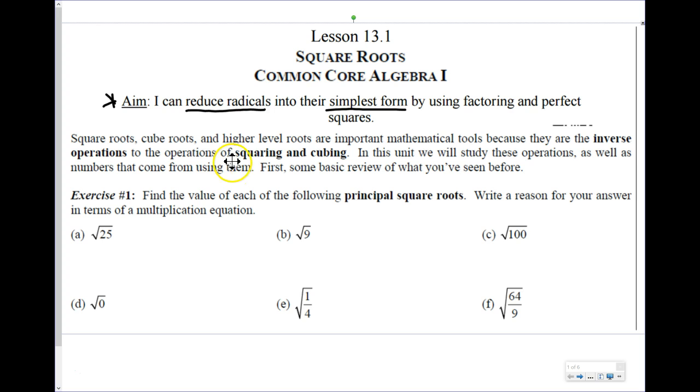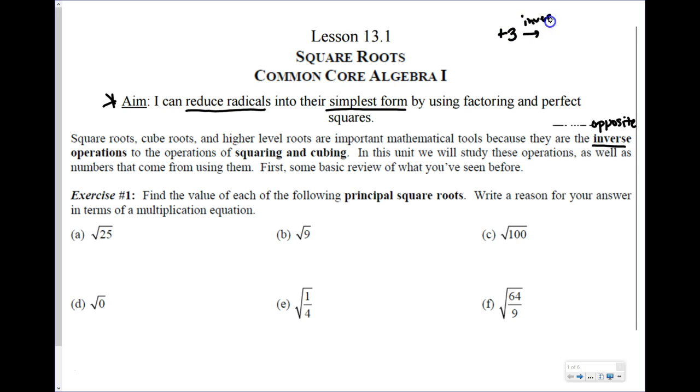Square roots, cube roots, and higher level roots are important mathematical tools because they are inverse operations to the operations of squaring and cubing. So inverse operations means the opposite. What they're saying here is, if I have a positive 3, what's the inverse of positive 3? It'd be negative 3. So if I have x squared, the inverse of x squared is the square root of x. We're talking about the opposite operations. The opposite operation of squaring is taking a square root.